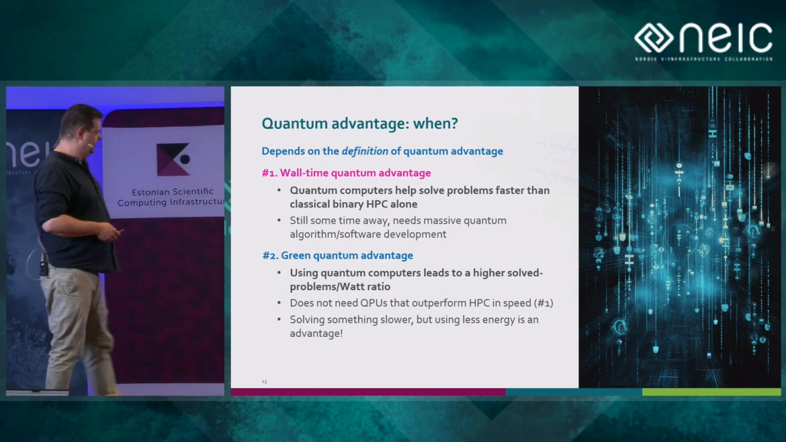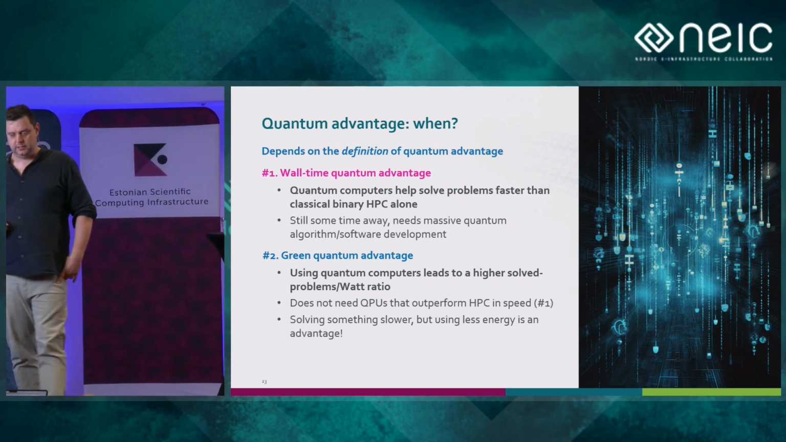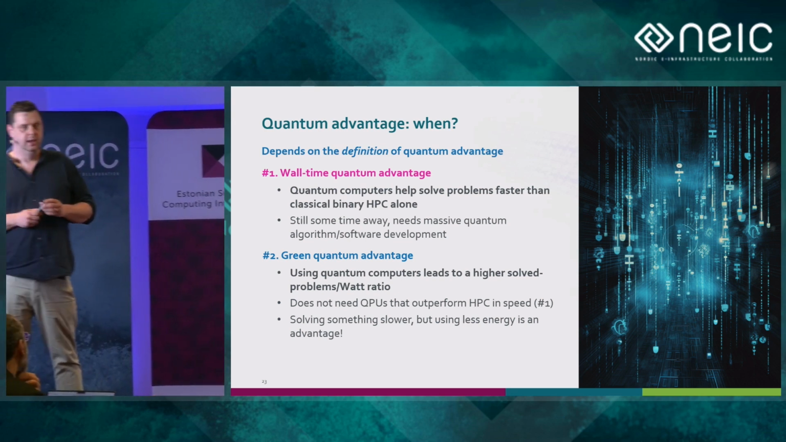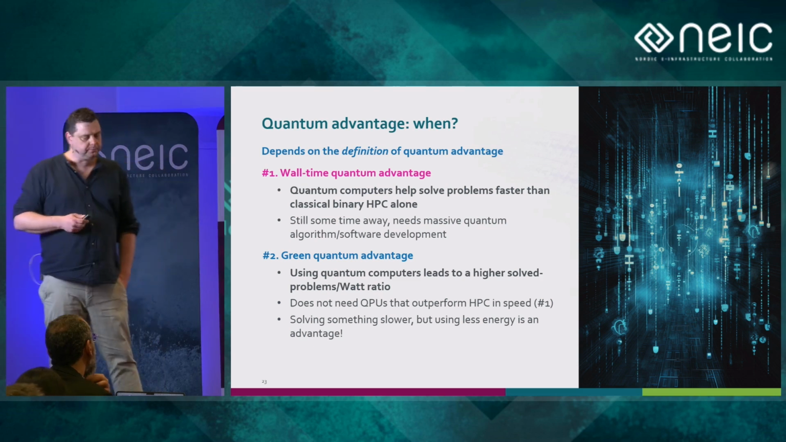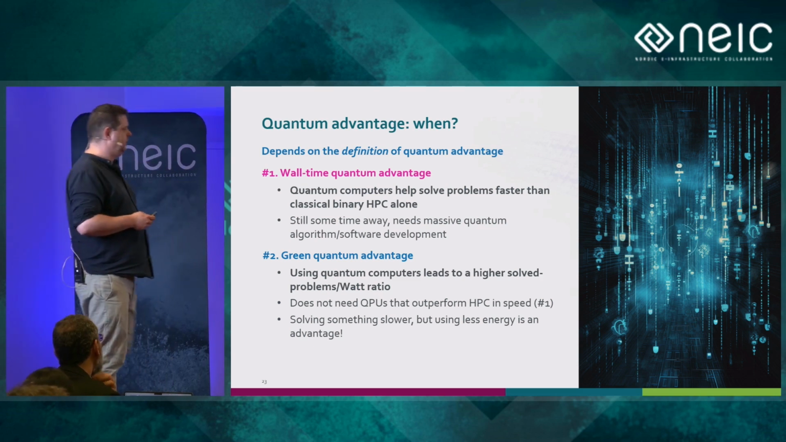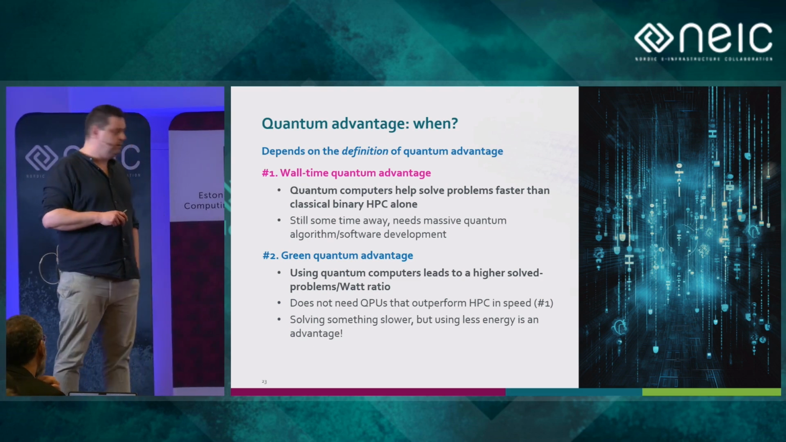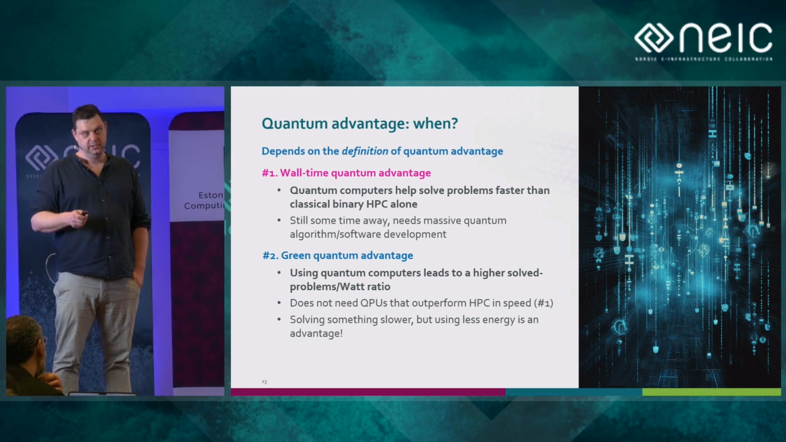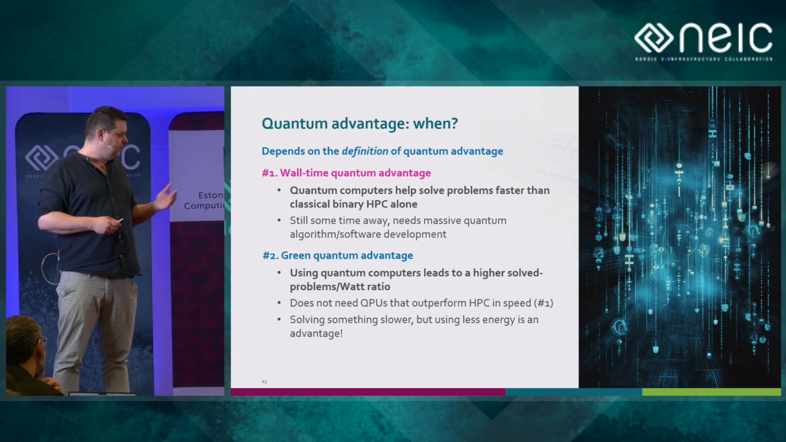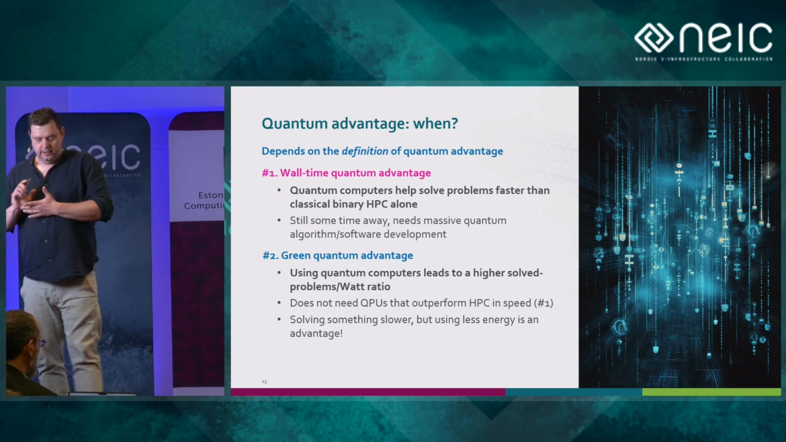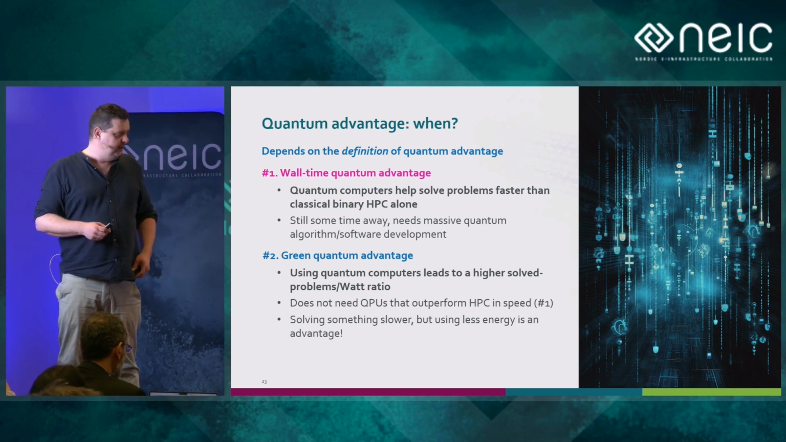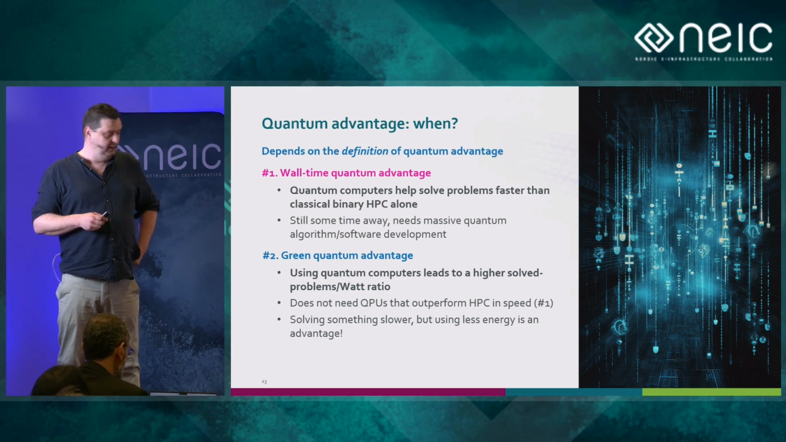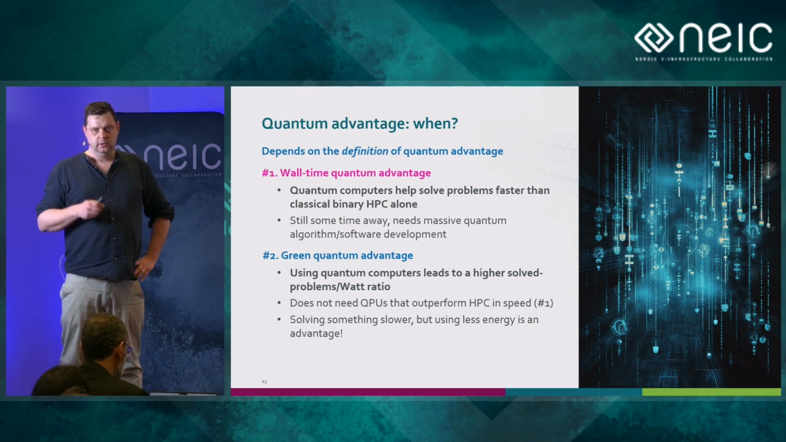But the other one that is being noted more and more now is so-called green quantum advantage. And this means that by using a quantum computer, it would lead to a higher solved problems per watt or science per watt ratio. So this means that the QPU, the quantum processing unit, doesn't need to outperform HPC in speed, but if, let's say, it does the same computation 10 times slower, but using 1,000th of the energy, then for many problems, that's very useful.